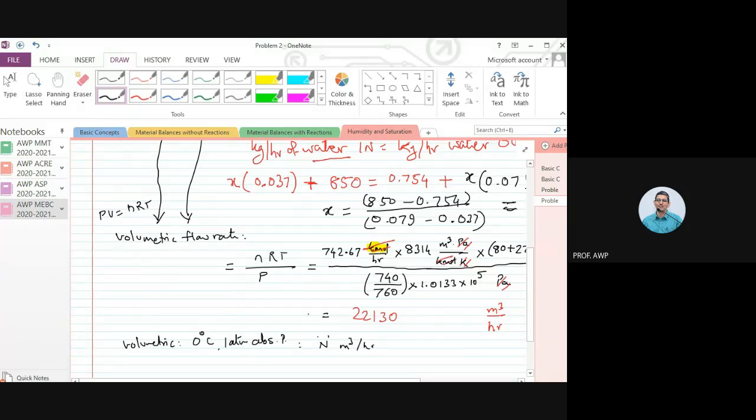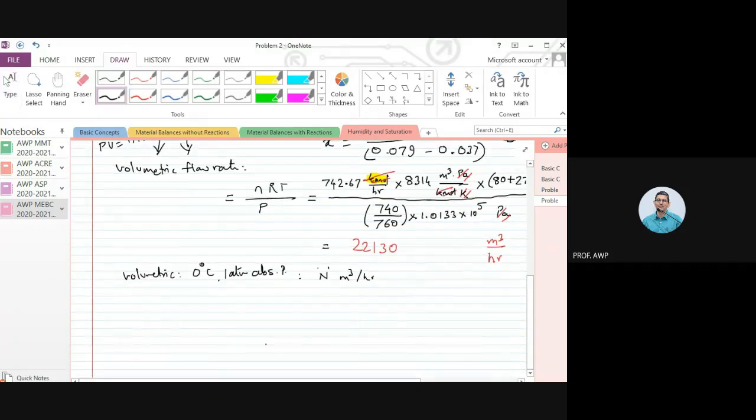So same way, only thing is I will have to take volumetric flow rate would be 742.67, same way into 8314. Only thing now temperature would be 0 degrees centigrade. So 273.15 Kelvin, and pressure would be 1 atmosphere. So this would be in terms of meter cube per hour at 0 degrees centigrade, 1 atmosphere. So we are going to say N meter cube per hour.